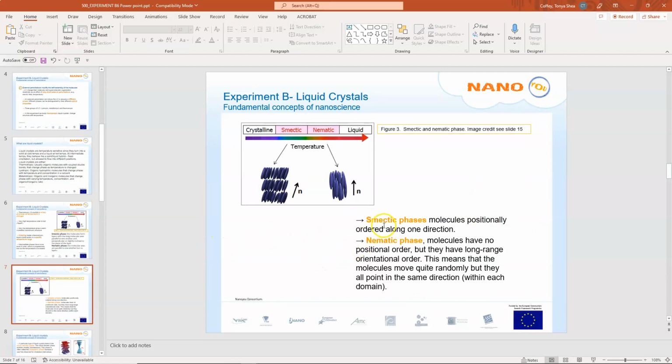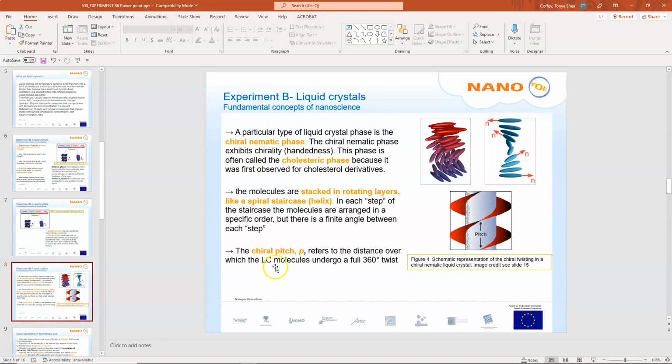Okay, so to sum up, in the smectic phase, molecules are positionally ordered along one direction, and in the nematic phase, those molecules no longer have positional order, but they have long-range orientational order, which means that the molecules themselves move randomly, not staying in layers, but they all point in the same direction within the domain. Okay, so that's what you can see.